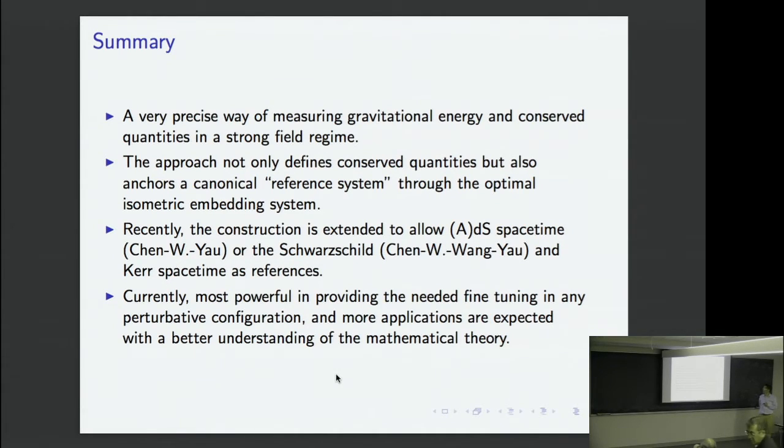So far, it works out very nicely in a lot of perturbative configurations, whether spatial infinity, null infinity or a small sphere limit. The knowledge that we have about this optimal isometric embedding equation already allows us to solve this equation uniquely in many cases. So this is most powerful in providing fine-tuning in any kind of perturbative configuration. We expect more applications can be found when we have an even better understanding of the mathematical theory.